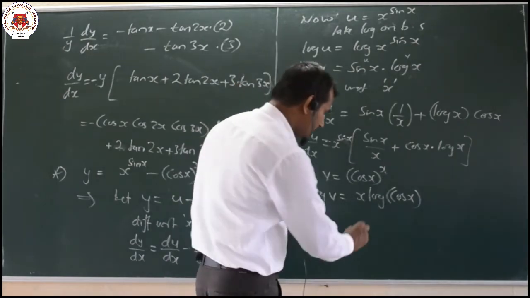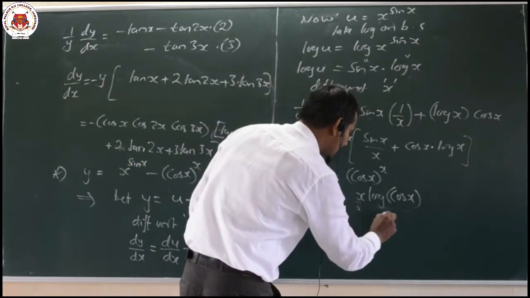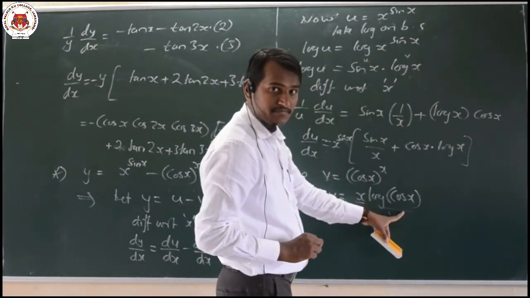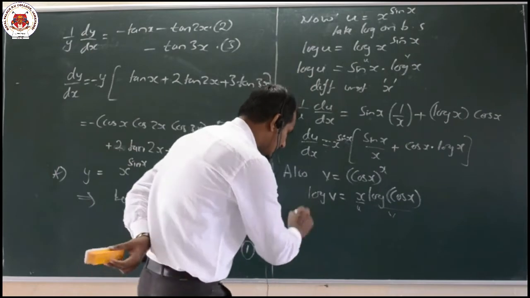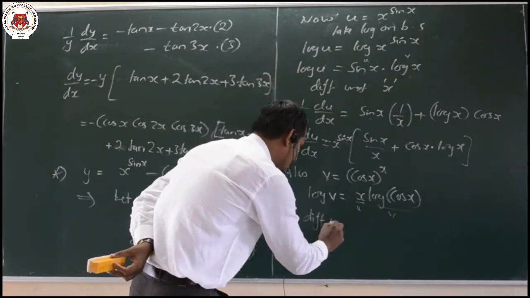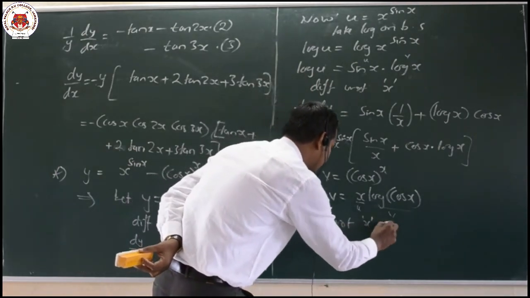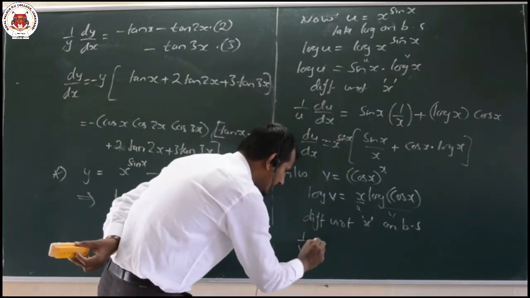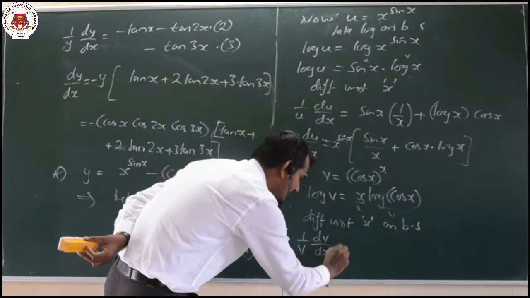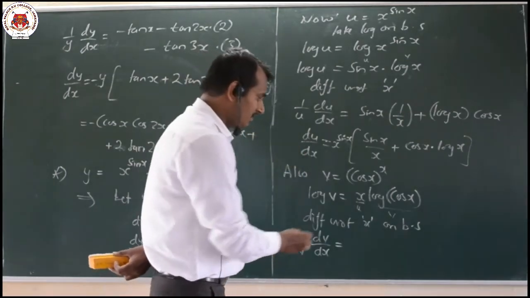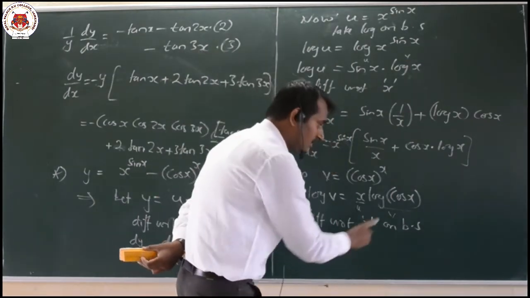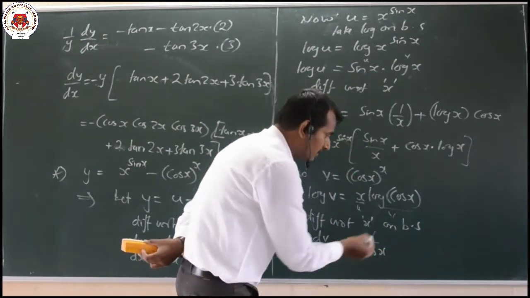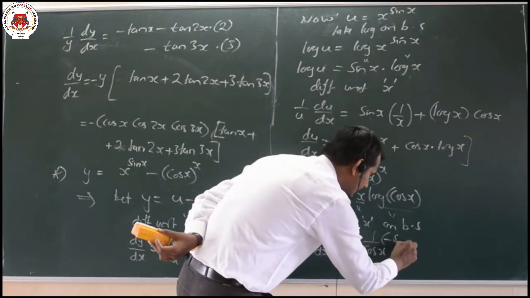That means I can differentiate here directly. This part is u and this part is v here. Log of cos x is the whole part. So now differentiate with respect to x on both sides. What we get here: v differentiation is 1 by v into dv by dx equal to, x as it is, log differentiation is 1 divided by cos x. Further differentiation of cos x becomes minus sin x.